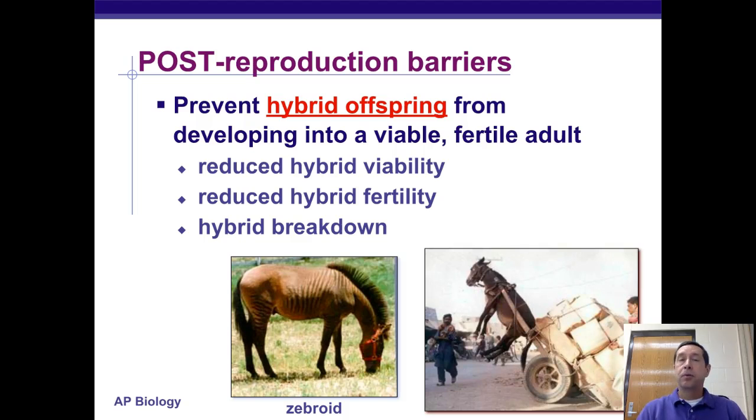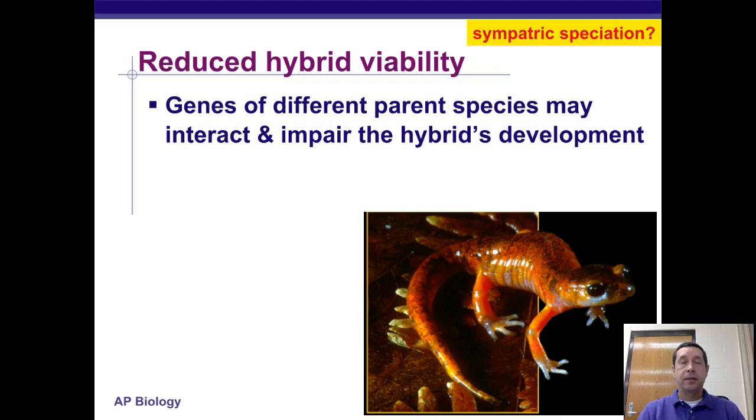And then we have post-reproductive barriers. Hybrid offspring can maybe form, they may be viable, but they're not fertile. So you have reduced hybrid viability, where the hybrids don't survive very well, if at all. Reduced hybrid fertility, where they reproduce, but they're not able to produce their own sperm and egg. Or hybrid breakdown, where they just don't survive. So genes of different parent species may interact and impair the hybrid's development.